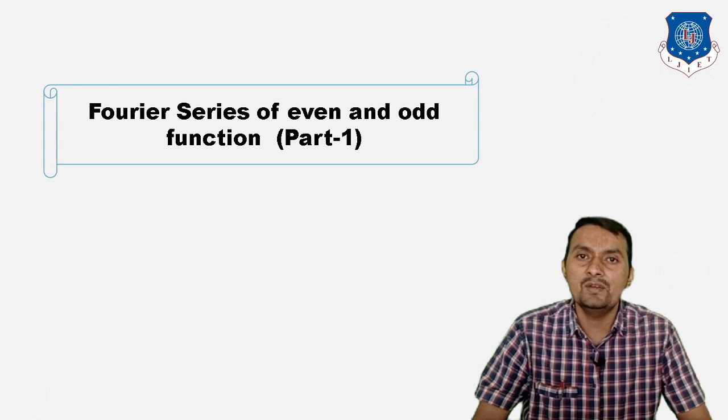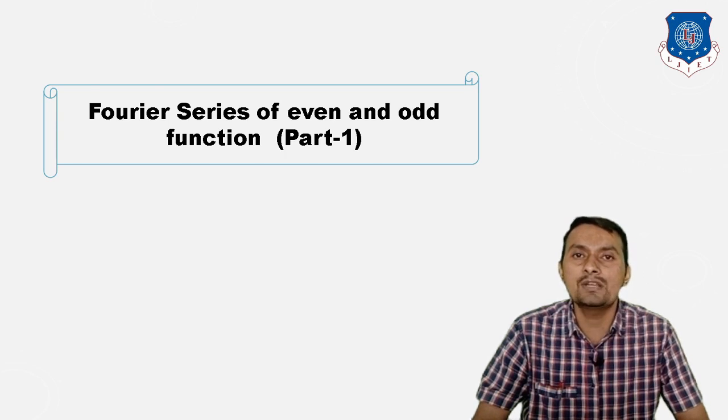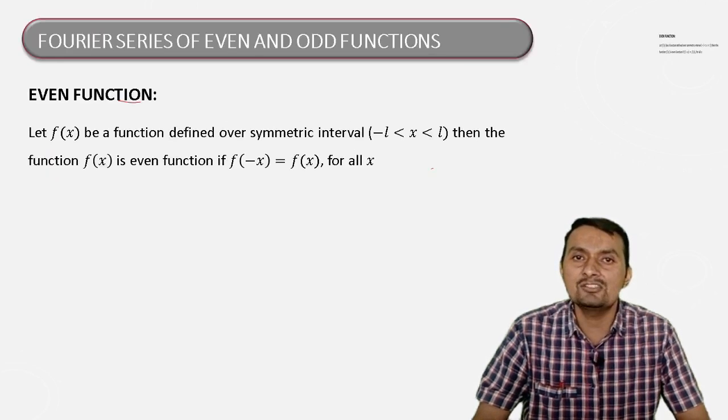In a previous video, we discussed the Fourier series with the arbitrary period p equal to L, as well as p equal to 2 pi. But now we are going to discuss the Fourier series with even and odd functions. So let's have a look at the first definition of the even function.